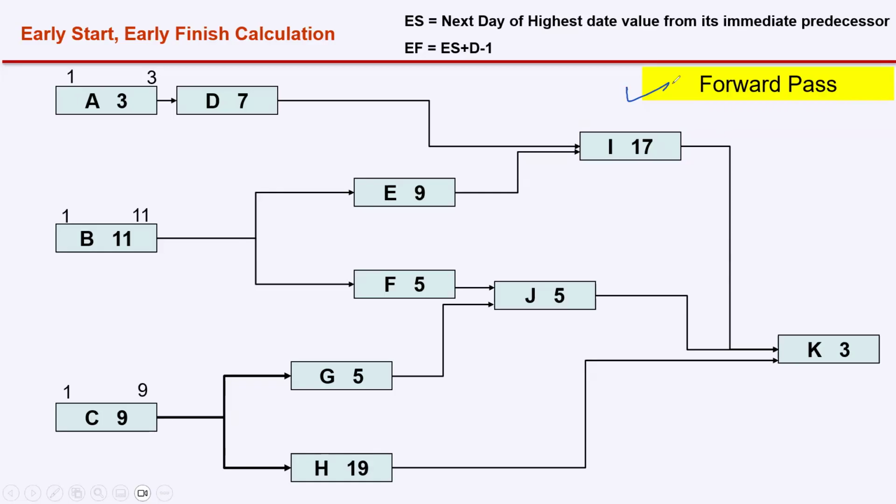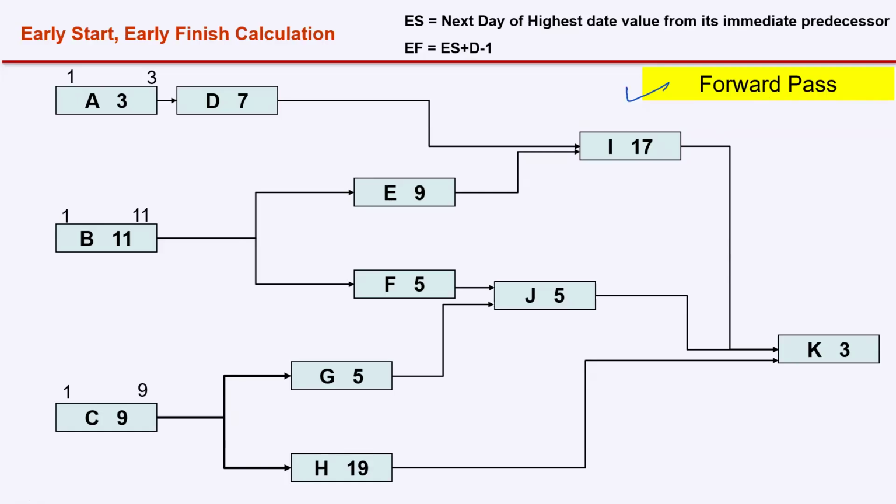Why is it called forward pass? We are starting the calculation with the first activity or activities, and we are moving forward in the network. So moving forward, what will be the early start of activity D?